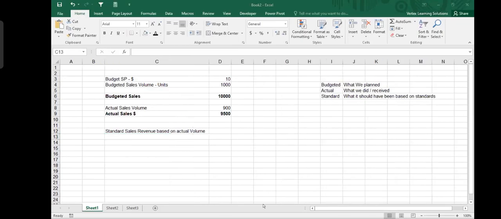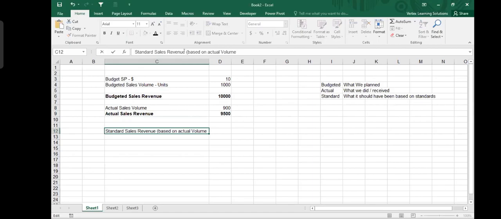Now, who will give me the answer for that? How much it should have been? How much it should be? If I say standard sales revenue, so budgeted sales revenue was 10,000. Actual sales revenue was 9,500. And standard sales revenue based on actual volume, how much should it have been? Can somebody tell me, please? How do I find out this one?